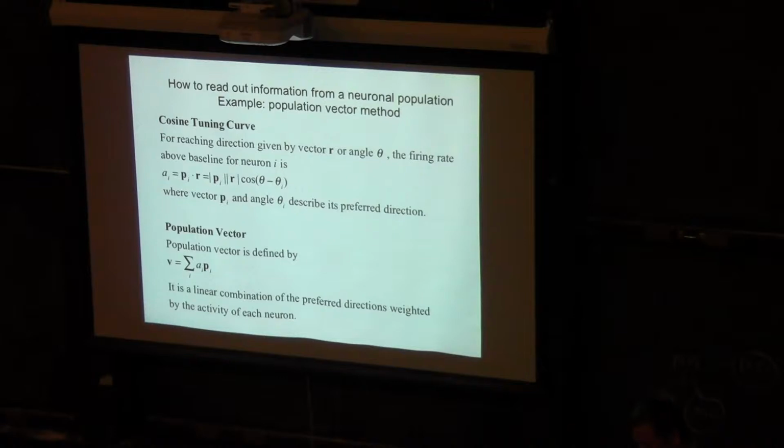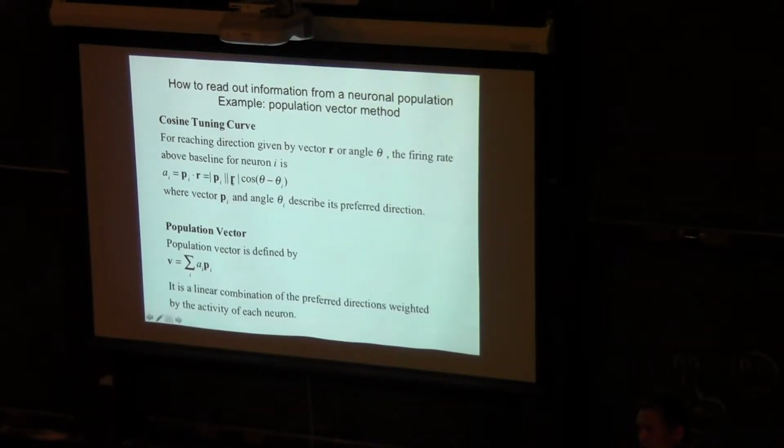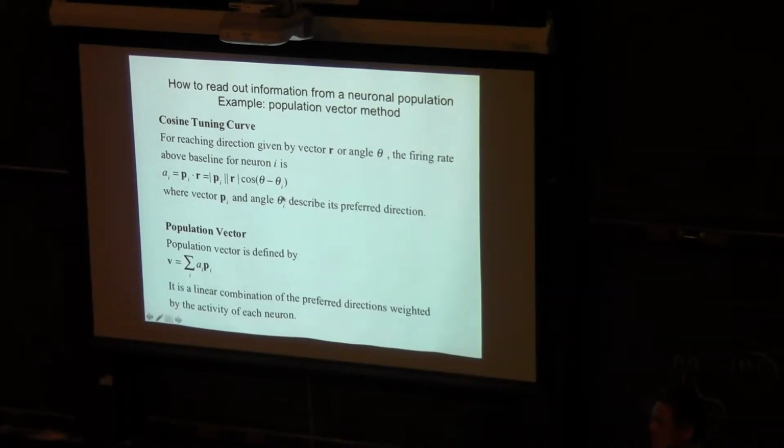Right? So if you express that in angle and amplitude, it becomes the amplitude of the two vectors' product times the cosine of the angle between the two vectors. This is just the dot product. So that's the cosine tuning. It also implies that your activity is proportional to the reaching velocity, but that's a more advanced topic.